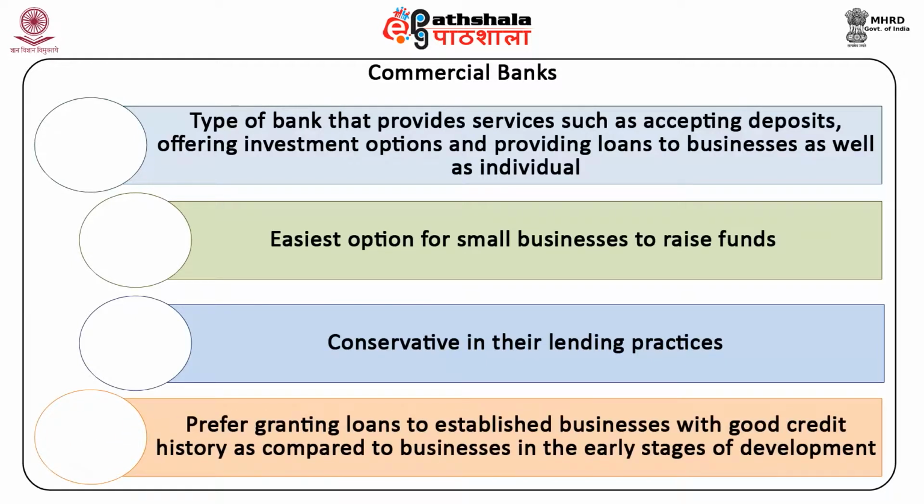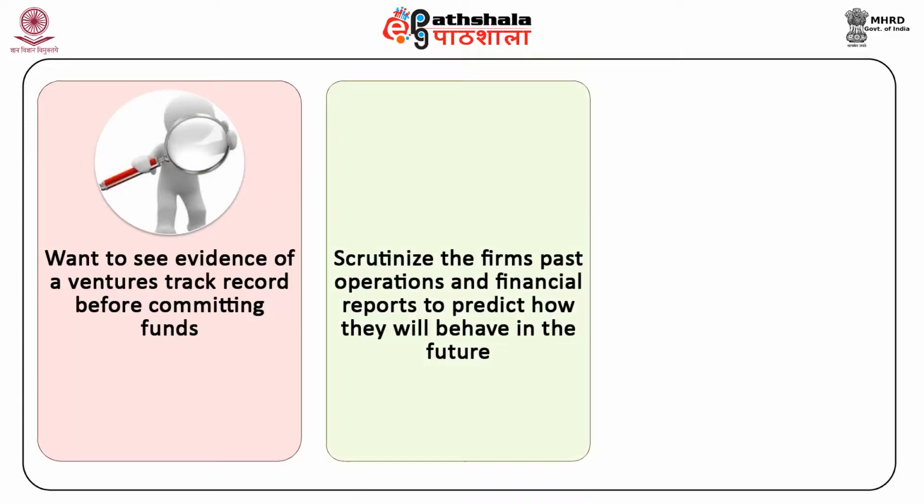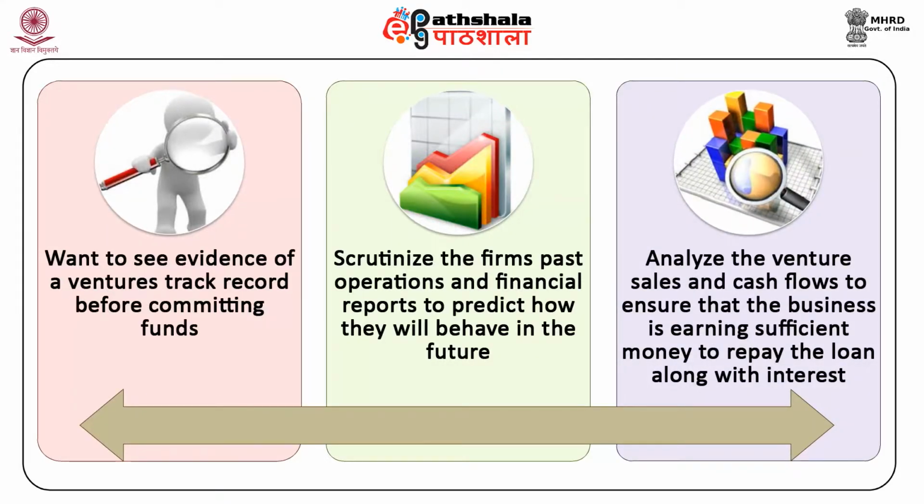They prefer granting loans to established businesses with good credit history as compared to businesses in the early stages of development. Bankers often want to see evidence of ventures' track record before committing funds. They scrutinize the firm's past operations and financial reports to predict how they will behave in the future. They also analyze the venture sales and cash flows to ensure that the business is earning sufficient money to repay the loan along with the interest.